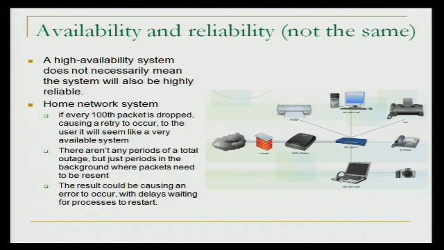Keep in mind availability and reliability are not the same thing. I've got a little example of a home network system. If you drop every 100th packet and that causes a retry, to the user, it's still an available system, right? It's still working, it's available, but it may not be as reliable. See the difference? Sometimes these things can get mixed up a little bit. There are no periods of outage, even though you could question the reliability of the system because it's dropping packets. So they're similar, but you have to be very careful how we define these.